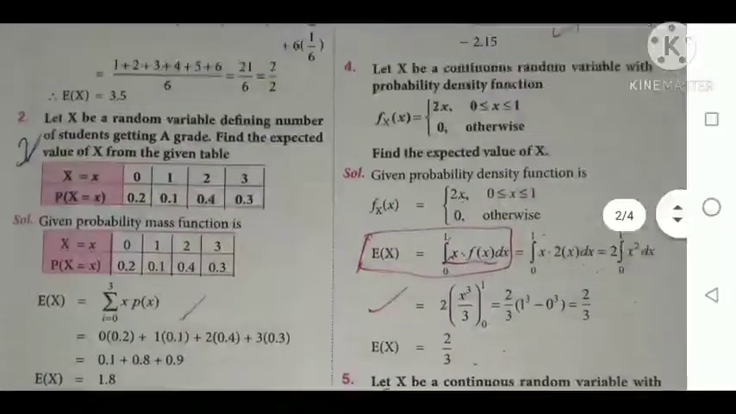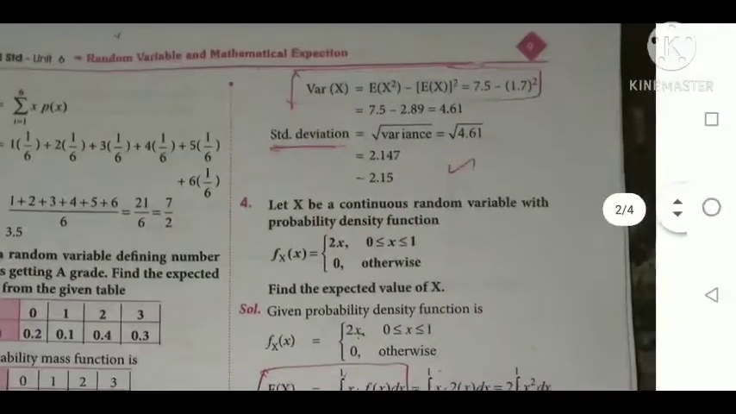Now apply it in the formula. Variance equals E of x square minus (E of x) square. Here E of x square equals 7.5 and E of x equals 1.7. So in order to find (E of x) whole square, we are squaring 1.7. After squaring it, you have to subtract it from 7.5. We are getting the variance equal to 4.61.